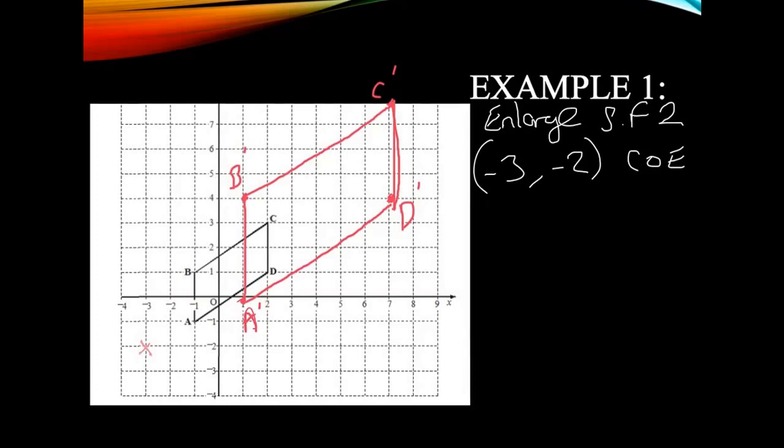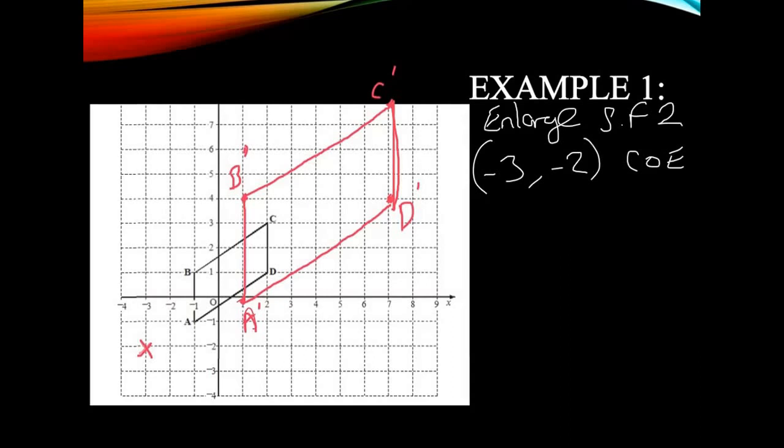Okay, so what we've done is we've started at a centre of enlargement. We've made our new shape twice as big. We've used the correct terminology to label the new corners, the new vertices of my shape. Not only is it twice as big, but it's also twice as big in the right place.